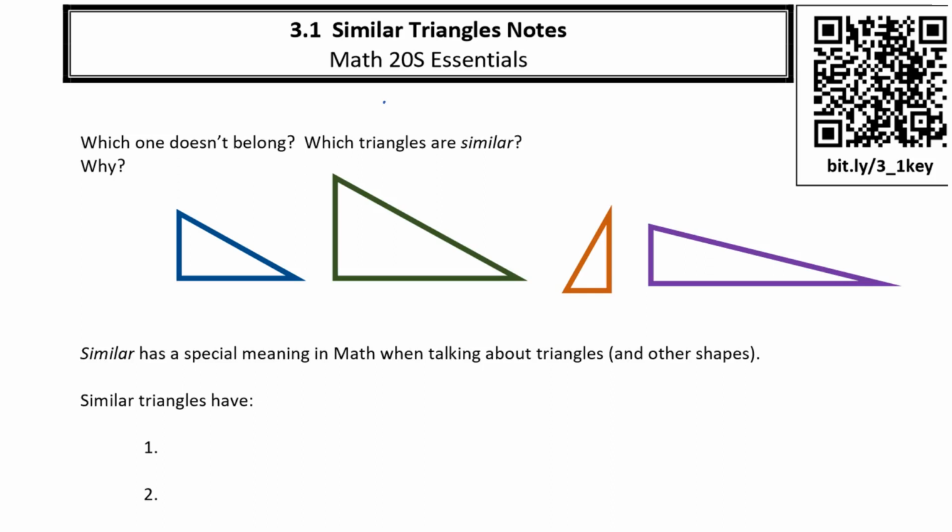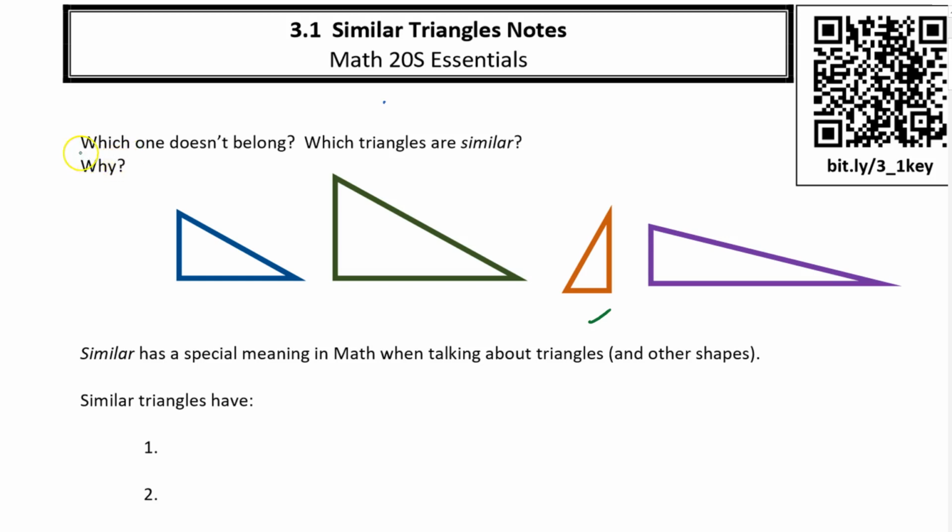Hi and welcome to 3.1, a new unit. We're going to start with something called similar triangles. I would like you to take a look at these four different colored triangles I have here and ask yourself which one doesn't belong. Now, people will have different answers. A lot of people might say the red one because it's got a different orientation, kind of pointed upwards versus the other ones.